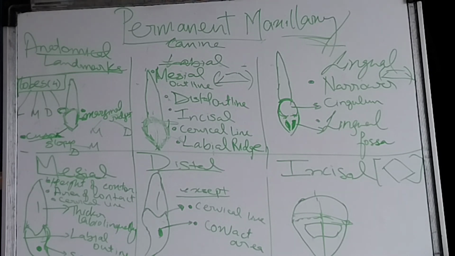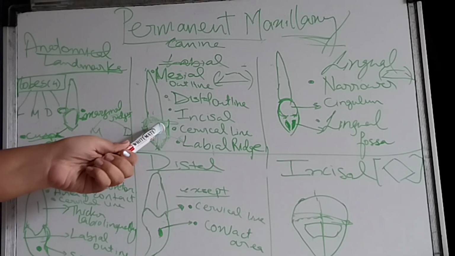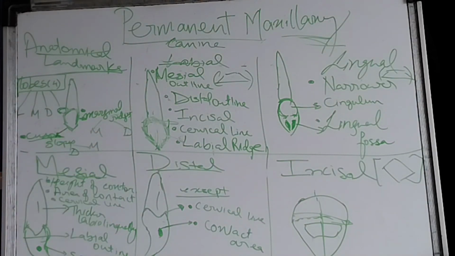Again, let me ask, what is a labial ridge? It is a linear elevation. So first, what will you say? The middle lobe is more well developed than any other lobe, and it forms a linear elevation from the cervix to the cusp tip.